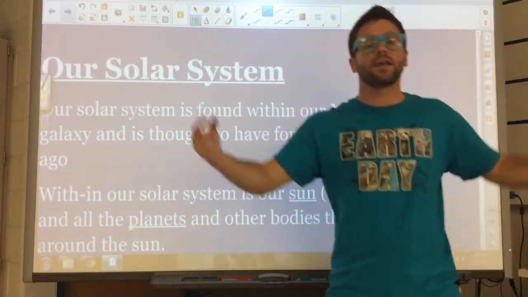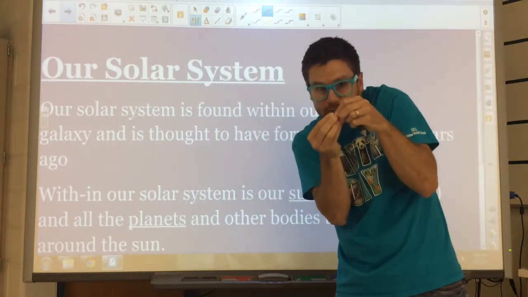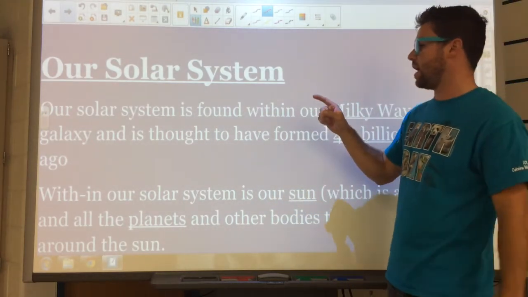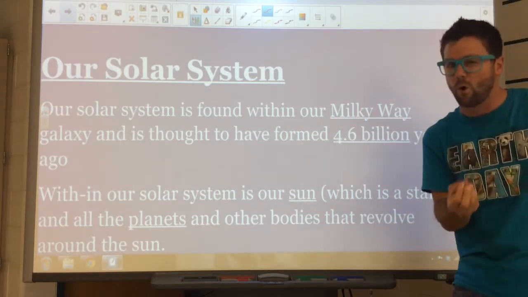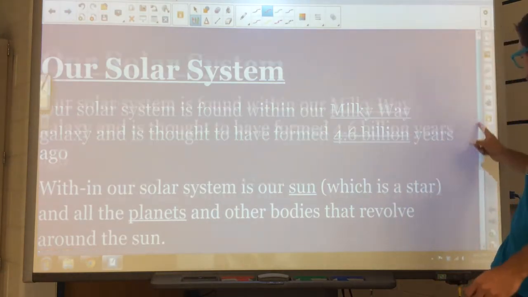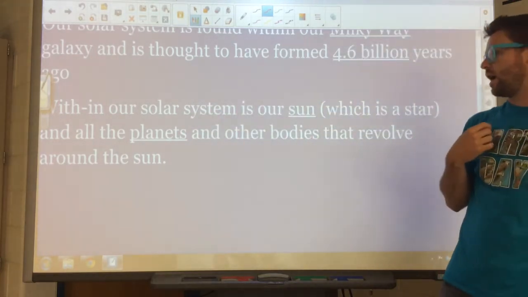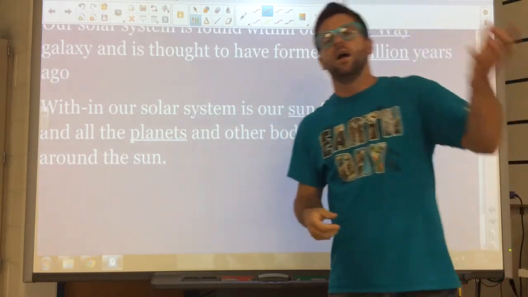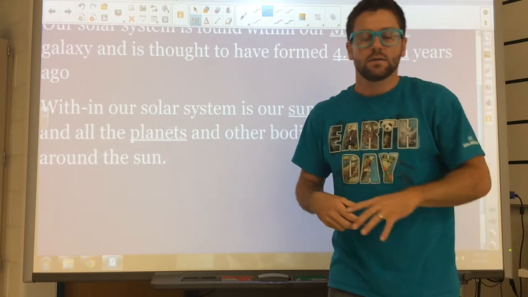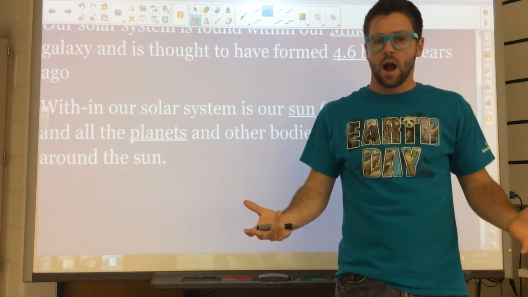Our solar system. Remember, we started big, we're getting smaller and smaller. So universe, galaxy, now we are right inside our solar system. The solar system is found within the Milky Way. Our solar system was formed roughly 4.6 billion years ago. Within our solar system, we have our sun, which is a star, and all of the planets and other bodies that revolve around the sun. So we've got asteroid belts, and we've got comets, right? We've got all of these different things, plus the planets that revolve around the sun. That entire thing makes up our solar system.